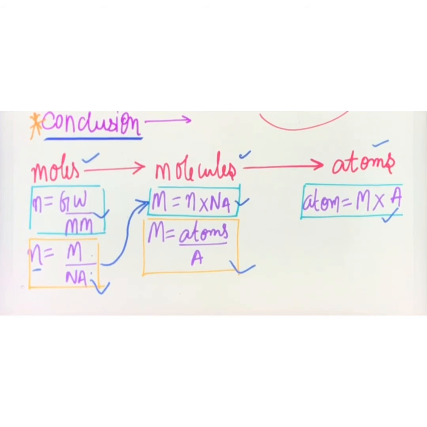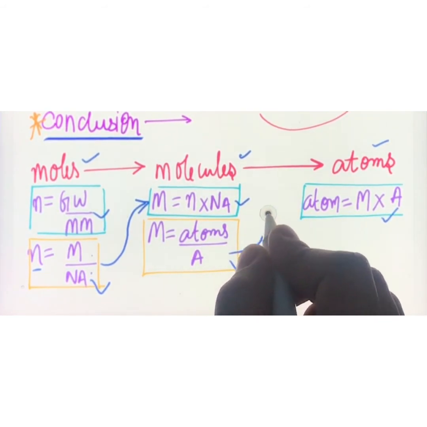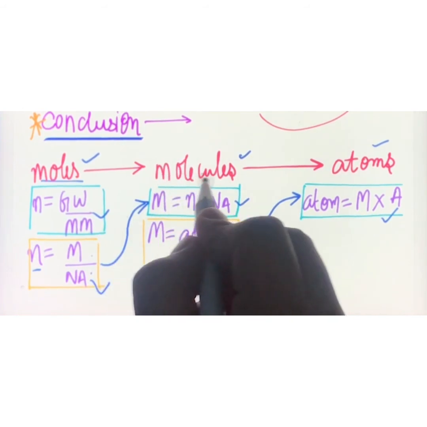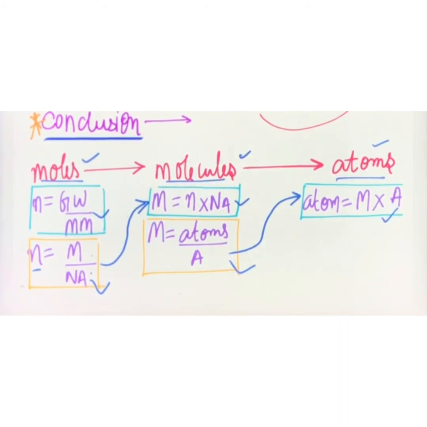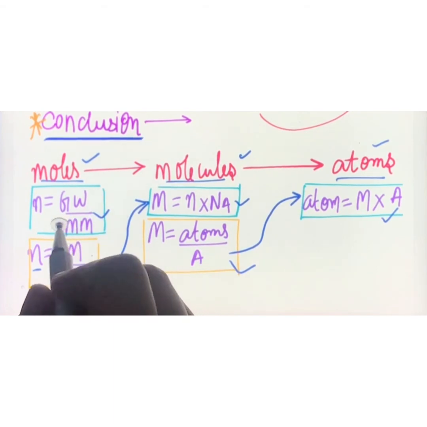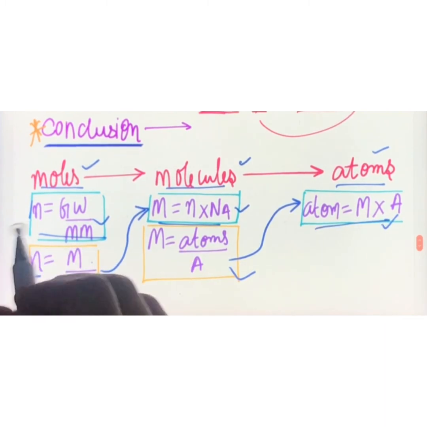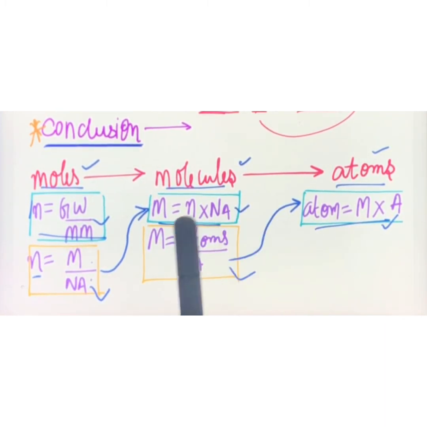And to calculate the number of molecules, the second formula, that is molecules is equal to atoms upon atomicity, comes from this formula. So you can calculate 3 quantities, that is moles, molecules and atoms, by just 3 formulas that are very easy to learn. That is, moles is equal to given weight upon molecular mass, molecules is equal to moles into Avogadro's number, and atoms are equal to molecules into atomicity.